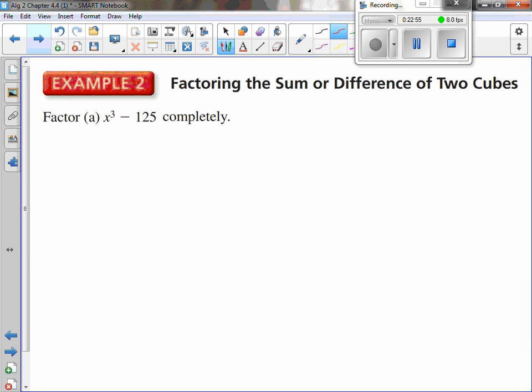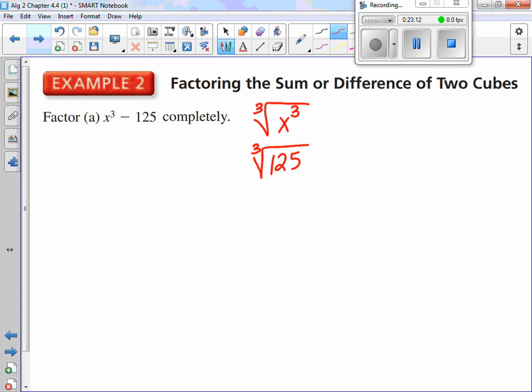So let's look at this here. X cubed and 125, and it's a difference, it's a subtraction. So the first thing I want to see is, is this a sum or difference of perfect cubes? So I'm going to take the cube root of x cubed and the cube root of 125. Now the cube root of x to the third would be what? The cube root of 125 would be what? What is the cube root of 125? 5.